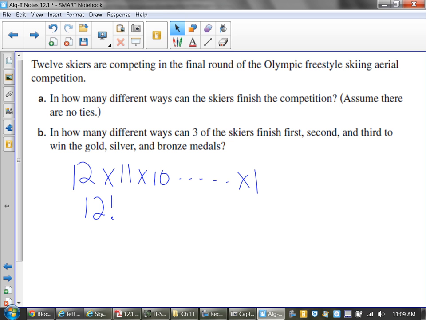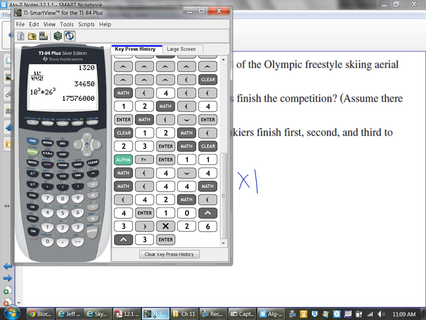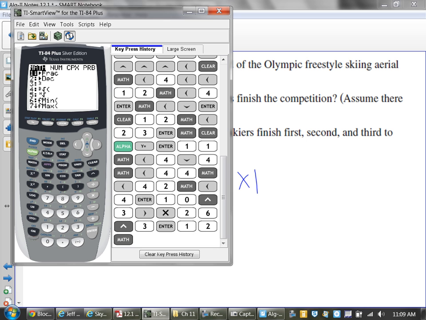Well, there's a button for that. You type 12, then you hit math. Move to the left once. It's number 4.